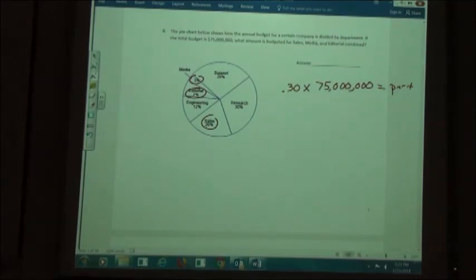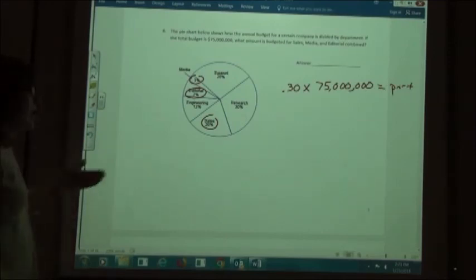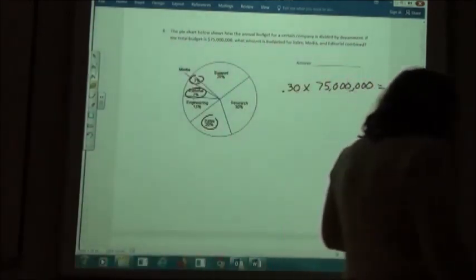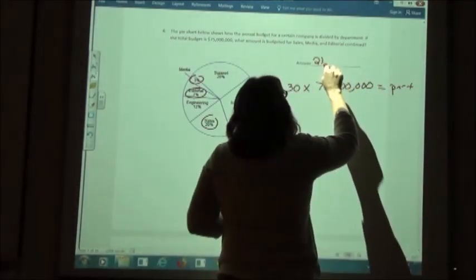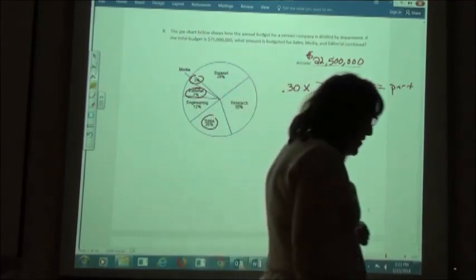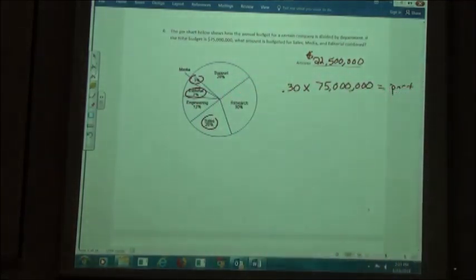And you'll know if you do the wrong thing by multiplying or dividing. Hopefully when you look at your answer, you know if it makes sense. I can't have an answer that's bigger than 75 million, right? You got how much? 22,500,000. I suppose I should put some dollar signs on that. $22,500,000. So if it says find the total, you end up dividing. If you're finding the part spent on 2 or 3 things, you're going to end up multiplying.